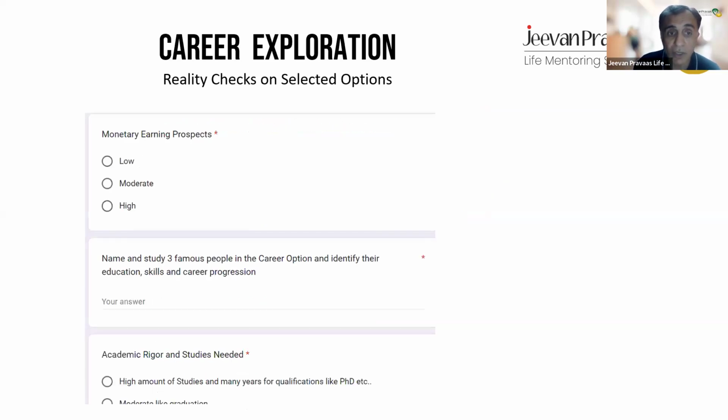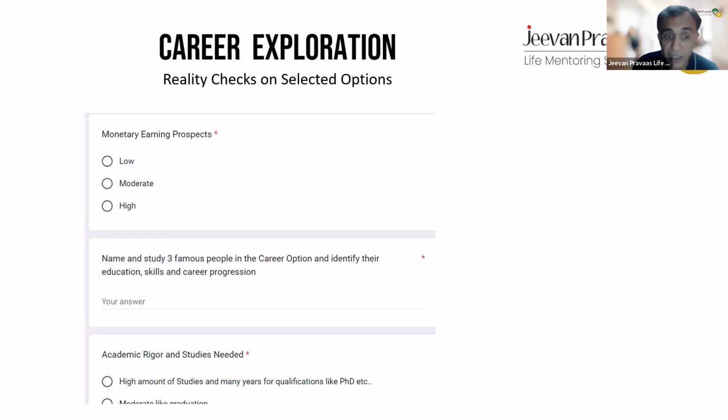And then you say, what is the monetary earning prospect? Am I going to make a lot of money in that or not? You want to make a lot of money, but you're entering into a sector where, like, I want to be a professor in a college. Obviously, you're not going to make a lot of money. So you have to be very clear. If you're entering into a particular area, what is the monetary earning prospect? Identify famous people in that industry, write about them. What was their education? What did they do?